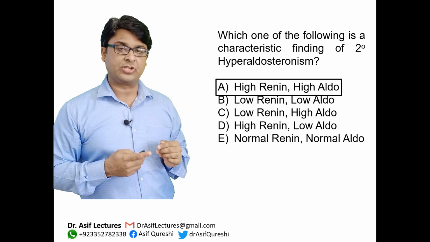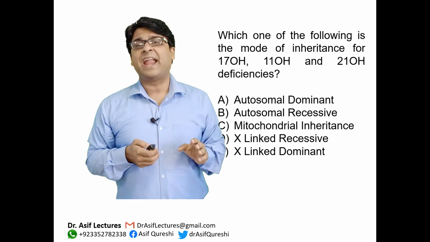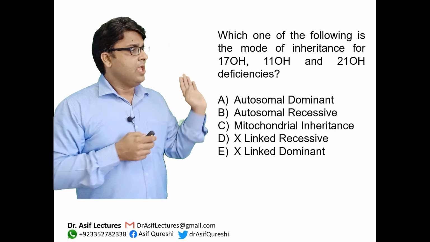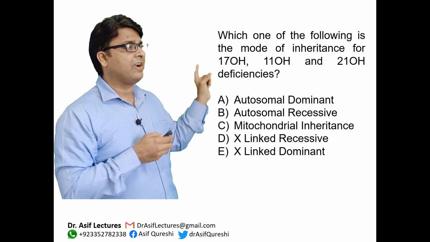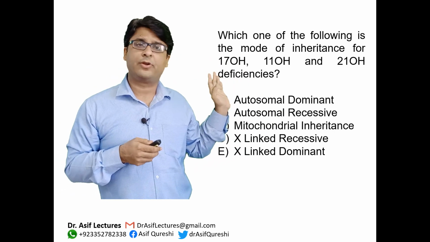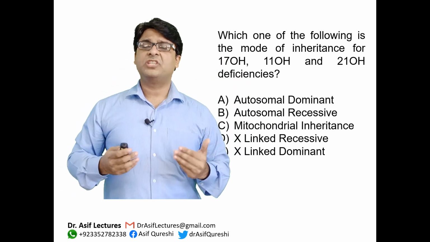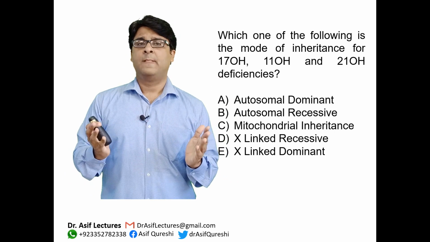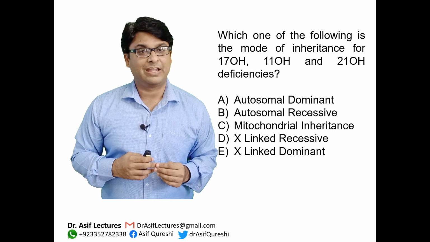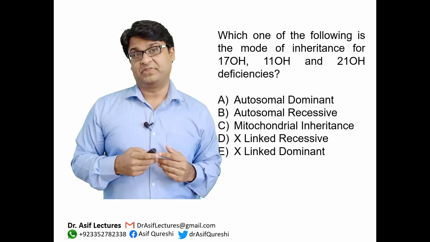Let's move on to the next question. Now, which one of the following is the mode of inheritance? Oh, genetics? Did we not talk about genetics? Let's see. Which one of the following is the mode of inheritance for 17-hydroxylase deficiency, 11-hydroxylase deficiency, and 21-hydroxylase deficiency? All of them, steroid hormone synthesis pathway. As I told you in the lecture, all of these deficiencies are autosomal recessive.